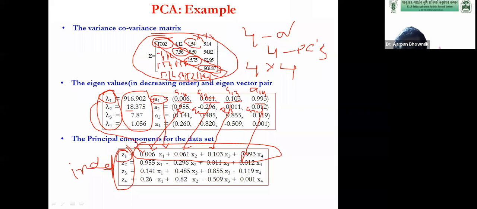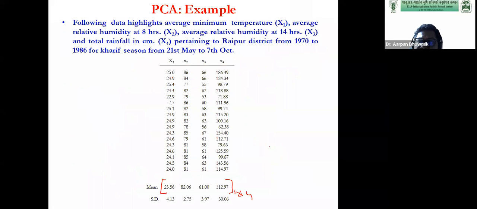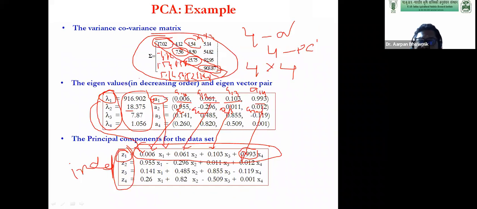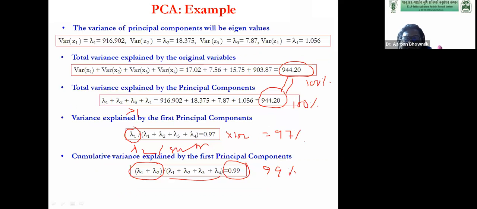So we will be mainly focusing on the first principal component as it is explaining 97% variation, and you see among the 4 variables this last variable is getting the maximum weight, 0.993, and the rest are lesser. That means x4 is what? x4 is total rainfall in centimeter. So total rainfall in centimeter is the most important variable for this particular data set because the weightage is more here. That is the interpretation.